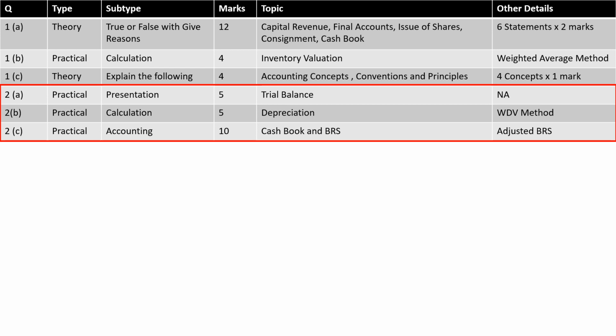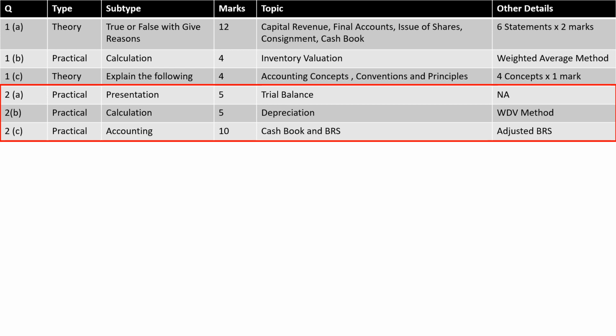2B was a depreciation calculation question. They had not asked to prepare the ledger accounts or to pass the journal entries for depreciation. They had only asked you to calculate the amount of depreciation under a WDV method. Simple question, 5 marks question. So trial balance, presentation question, depreciation, calculation question.